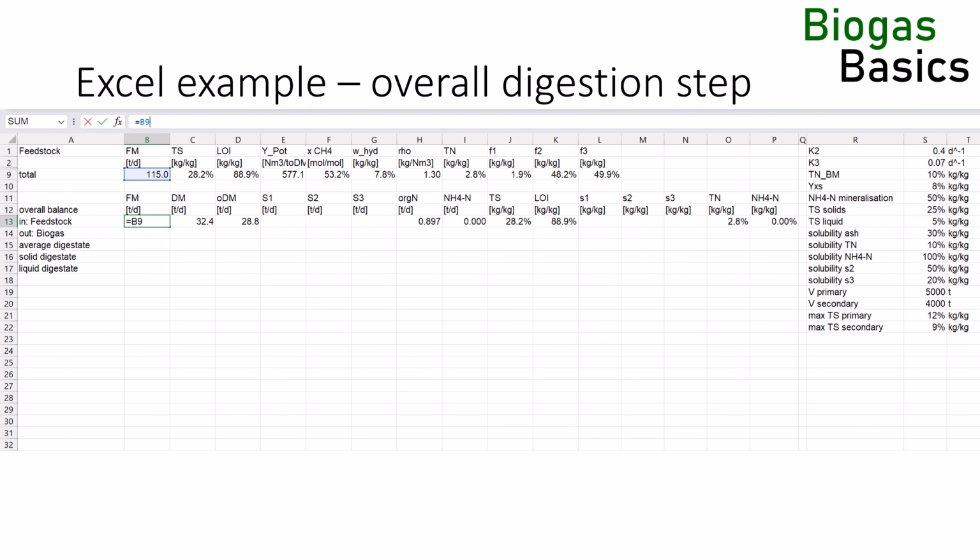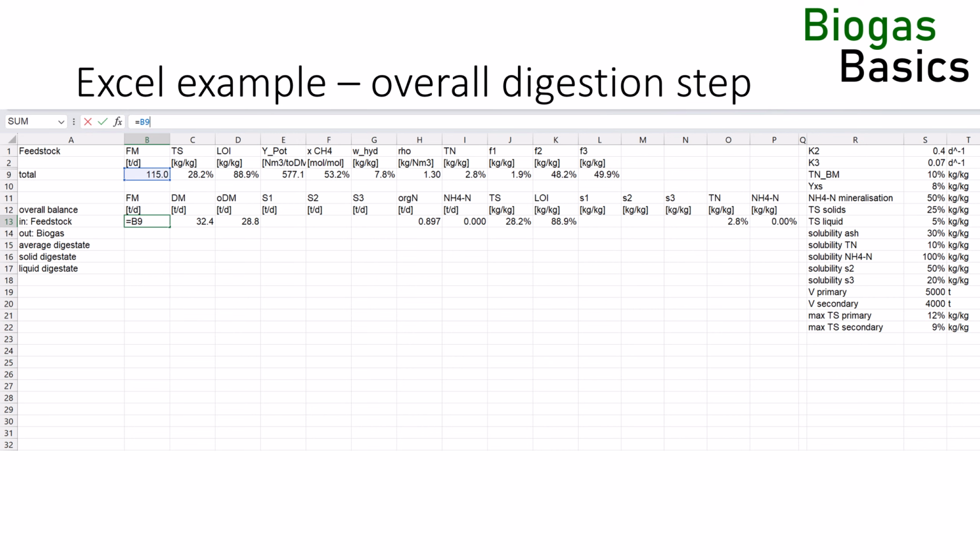We start with the feedstock table as previously calculated. I collapsed the table to make some room on the slide. On the right side, we have a list of parameters that are required for the balance, starting with the kinetic constants of fraction 2 and 3. Remember, fraction 1 degrades instantly and no kinetics are required.